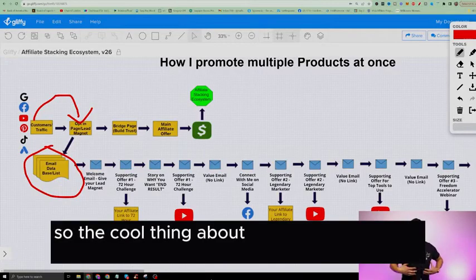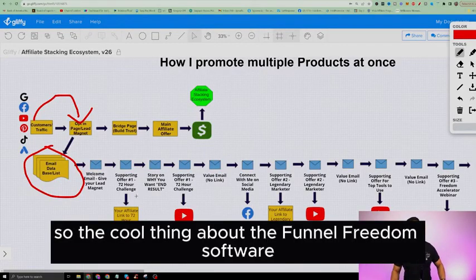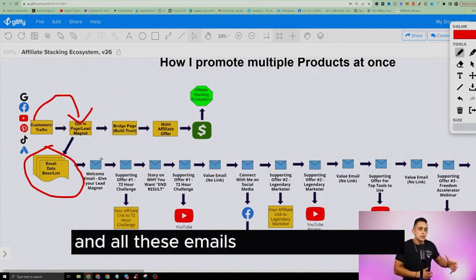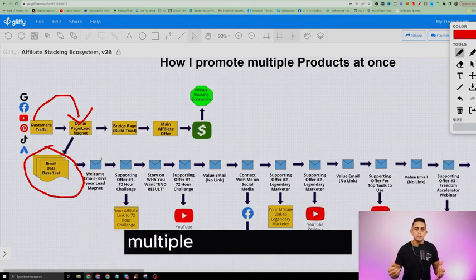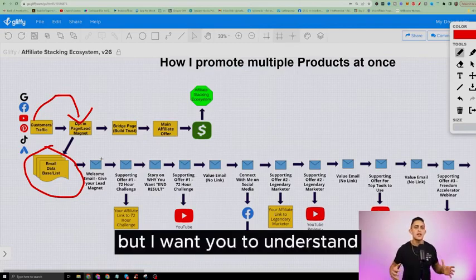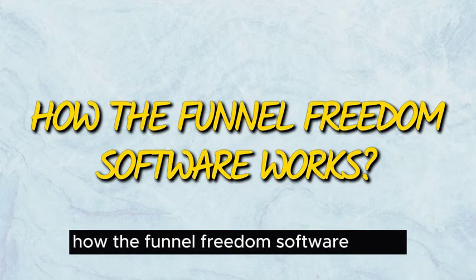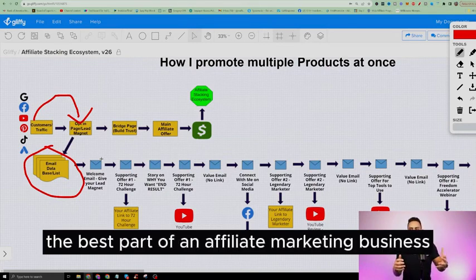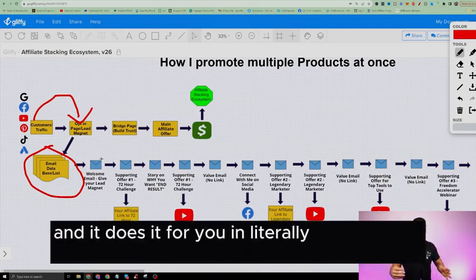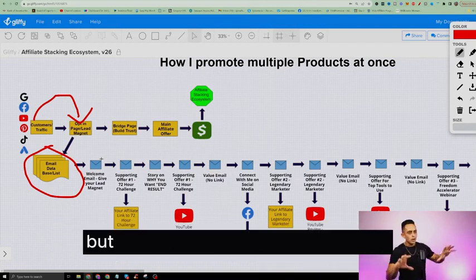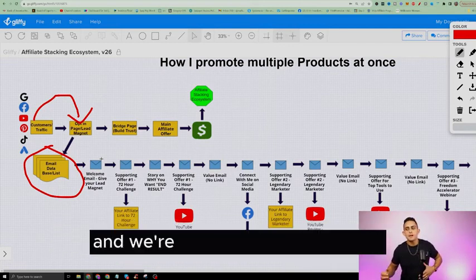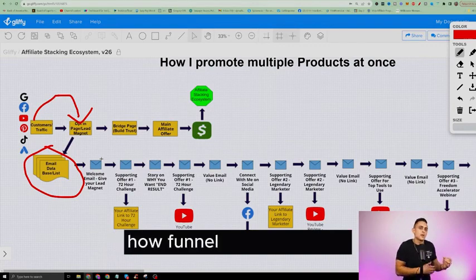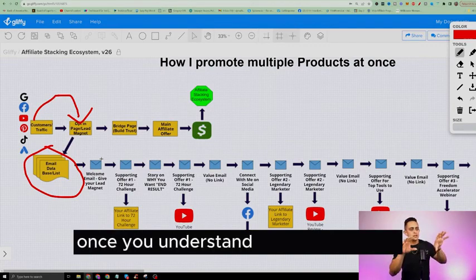The cool thing about the Funnel Freedom software is all these emails are done for you, and all these emails are promoting multiple different products. But I want you to understand how the Funnel Freedom software works. It takes the best part of an affiliate marketing business and does it for you in literally just seconds. But I want you to look at this graphic, and we're going to come back to it, because you'll understand how Funnel Freedom works once you understand this graphic.